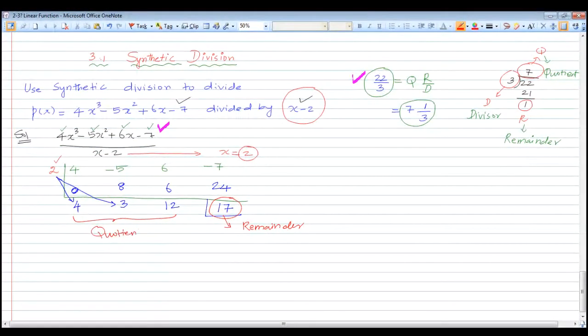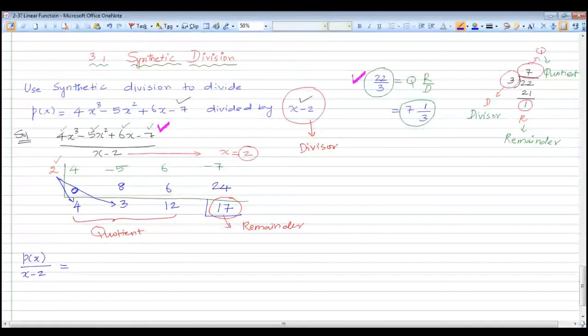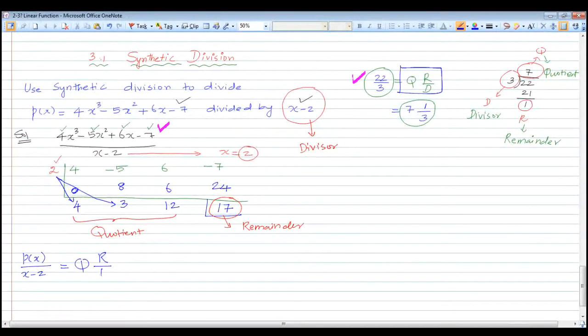Quotient. And this is my divisor, given in the question, right? Now how will you write the form? I can write it as p of x over the divisor, x minus 2, which can be written according to this rule, the same rule we are applying here. What is the rule here? Q plus R over D.